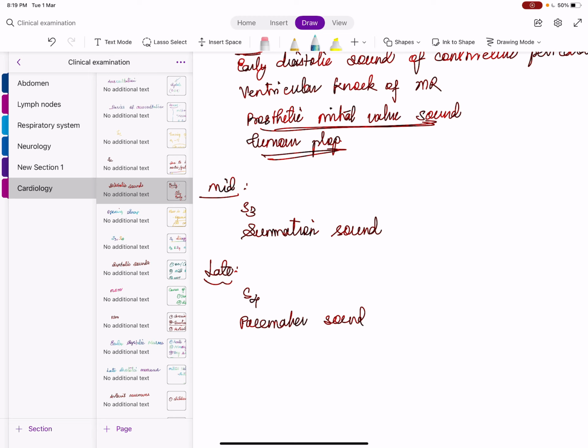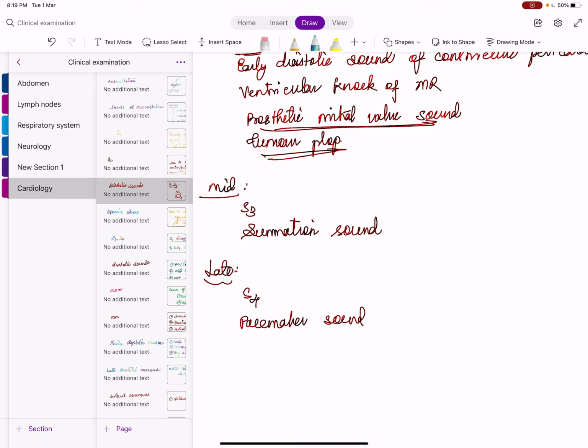P2 is louder than A2 in the aortic area. Remember this word. That is the splitting other than the pulmonary area. There is a minor difference there, I am going to tell that only. So I am mentioning this point again. P2 is louder than A2 in the base. Splitting heard in areas other than the pulmonary area, base.